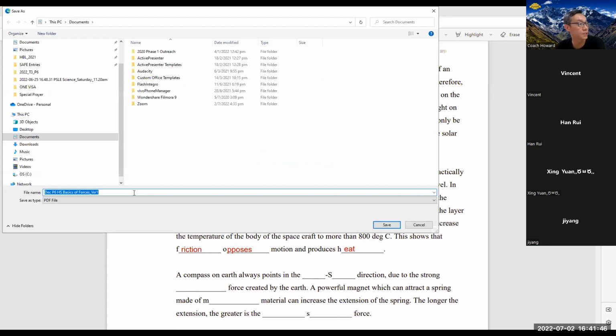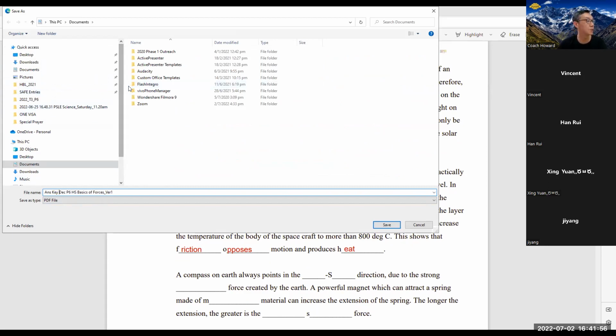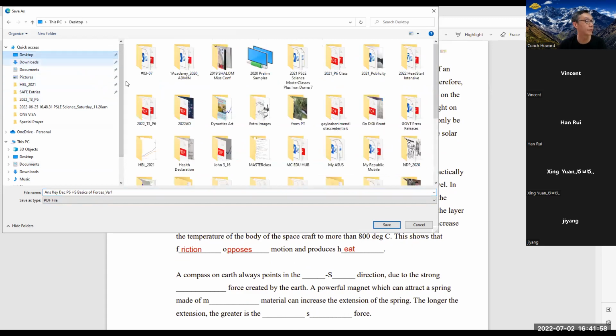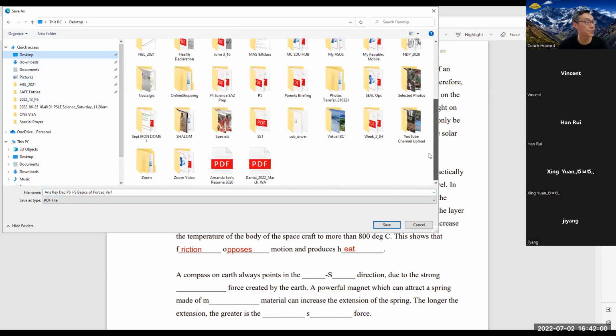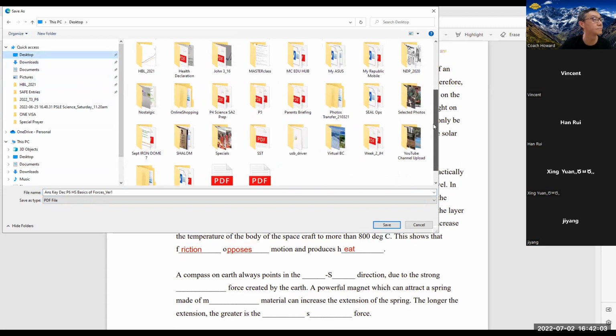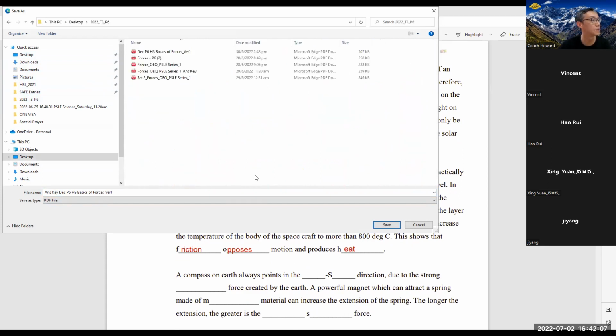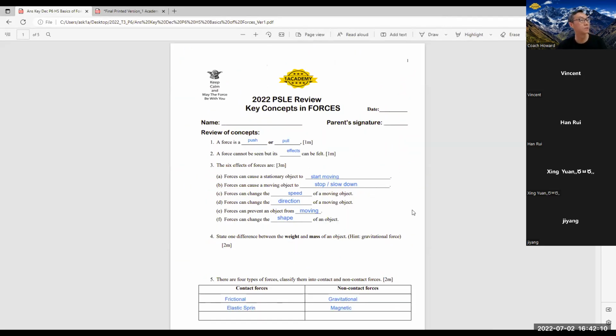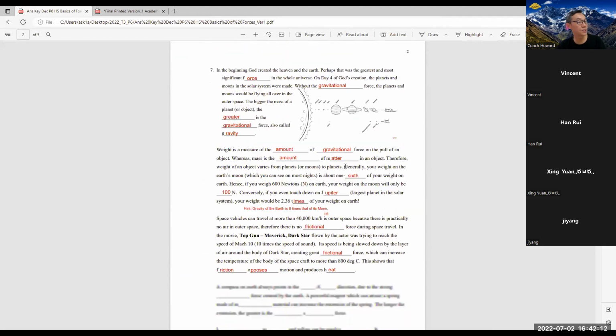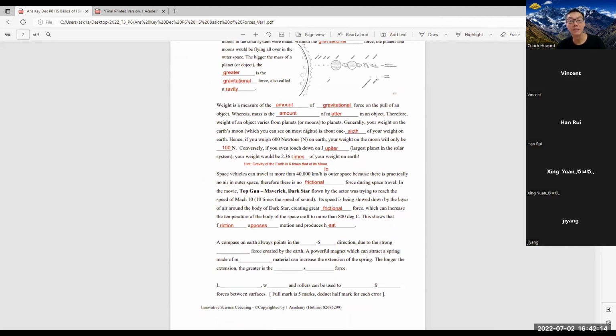Let me save this as a different file. This one is the answer key. Answer key for your Zoom learning today, which I will save as this file here. So you look through the answers here. Okay, Anna is coming in. So now I prepared the video.